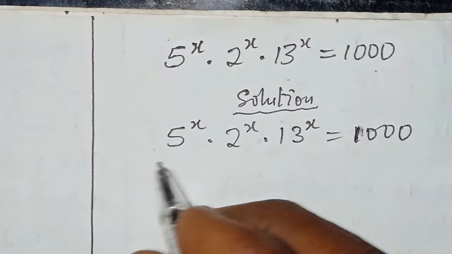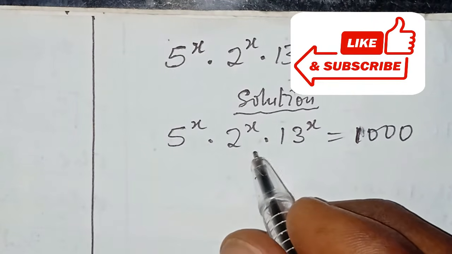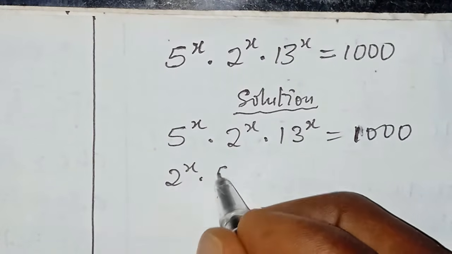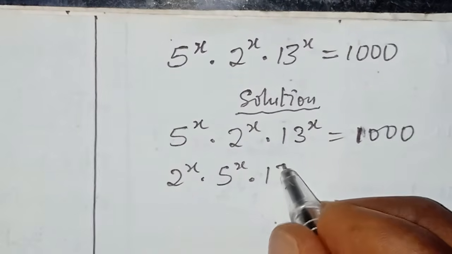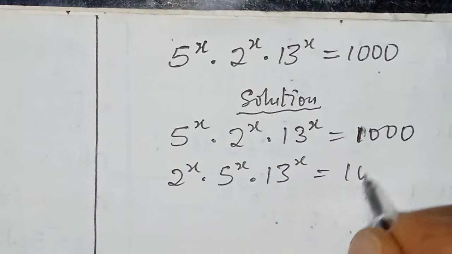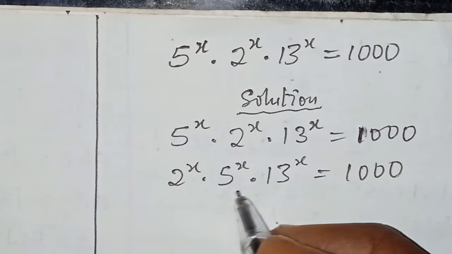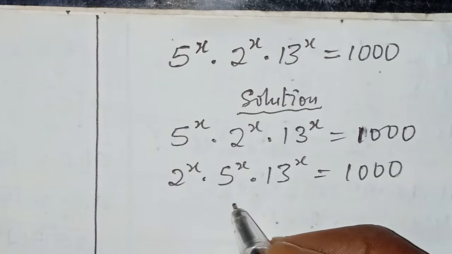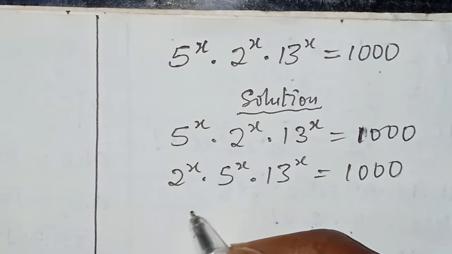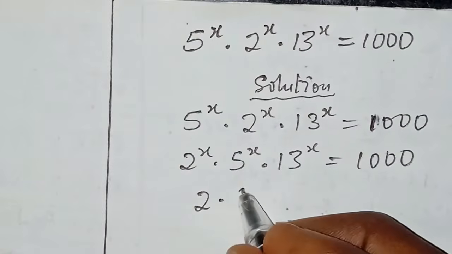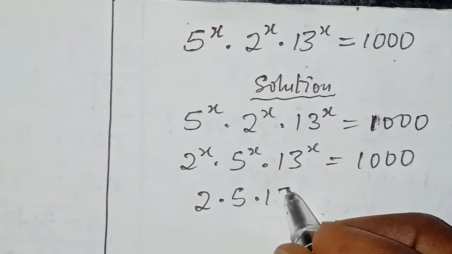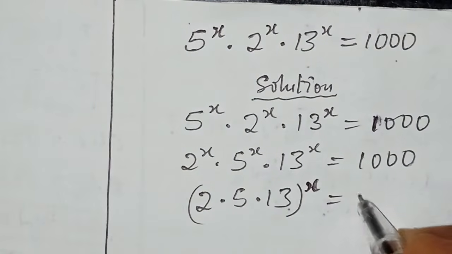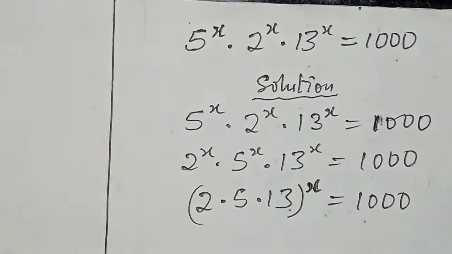Now, let's rearrange the left hand side in the order of size. We have 2 to the power of x multiplied by 5 to the power of x multiplied by 13 to the power of x equal to 1000. Then let's bring out the exponent and multiply the bases together. So we have 2 multiplied by 5 multiplied by 13, then we have to the power of x, and everything equal to 1000.